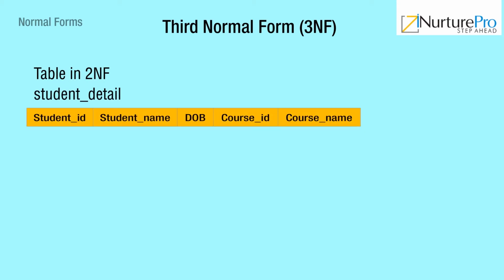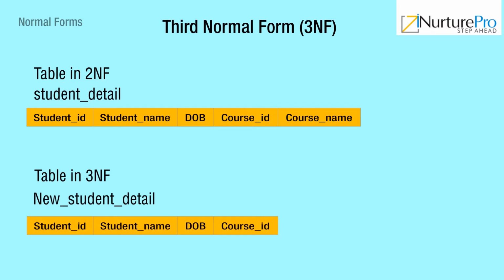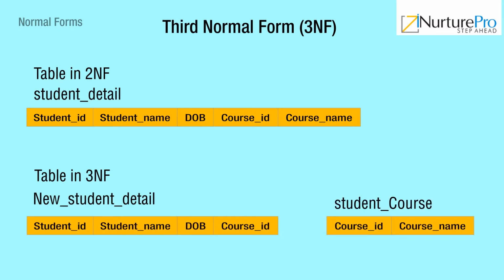Now, let's bring the student detail table to third normal form. All we need to do is to split the table into 2 separate tables: new student detail, and student course table as shown on screen. Now, if you see the student course table, the column course name is dependent on the primary key course ID. Hence, we can say that the relation is in the third normal form.